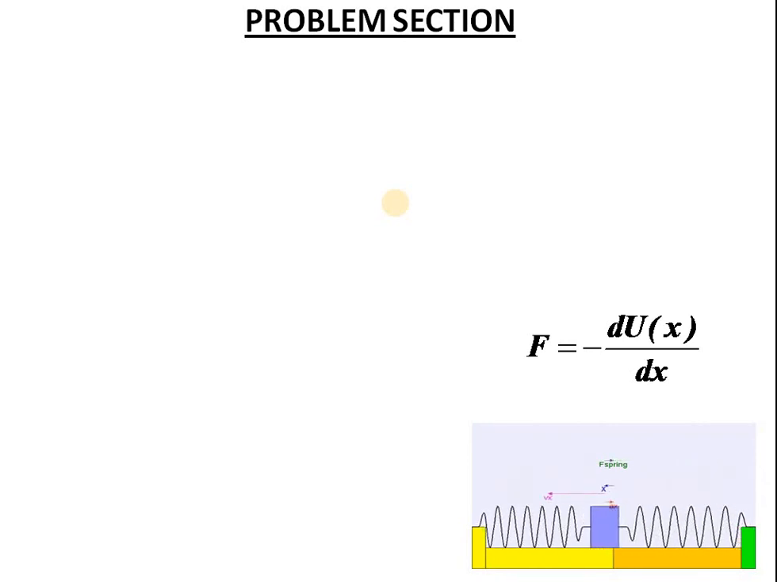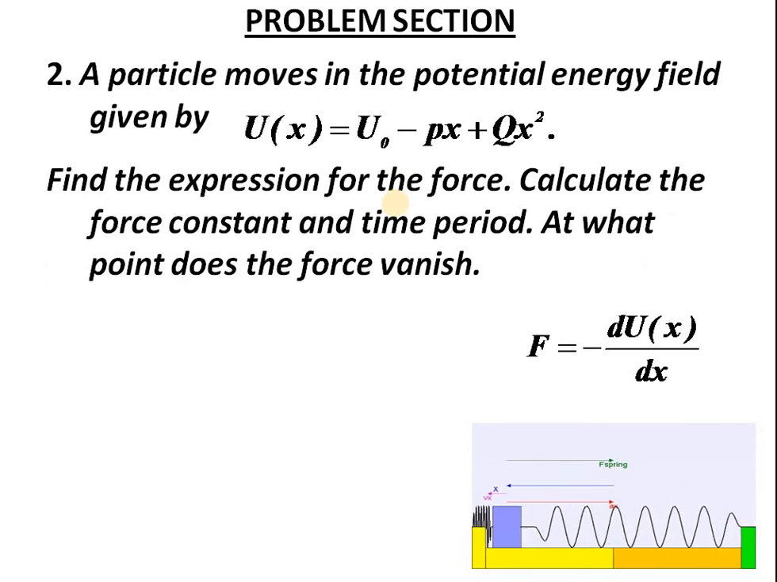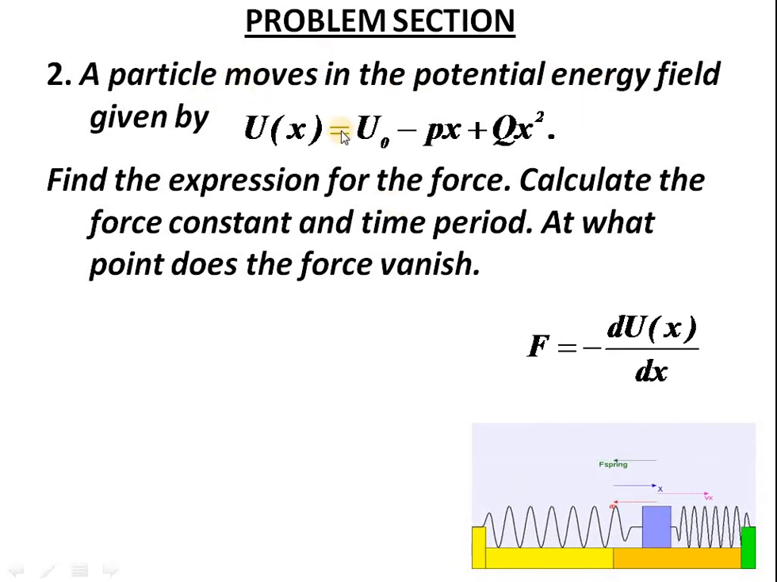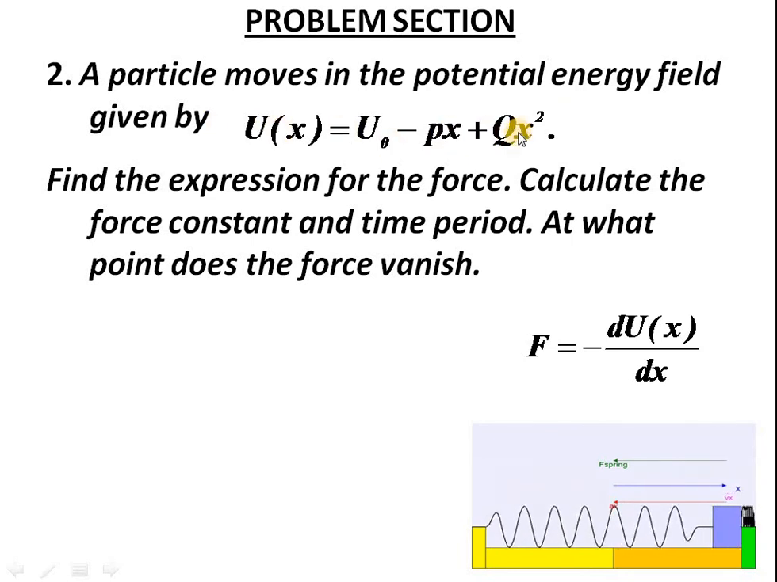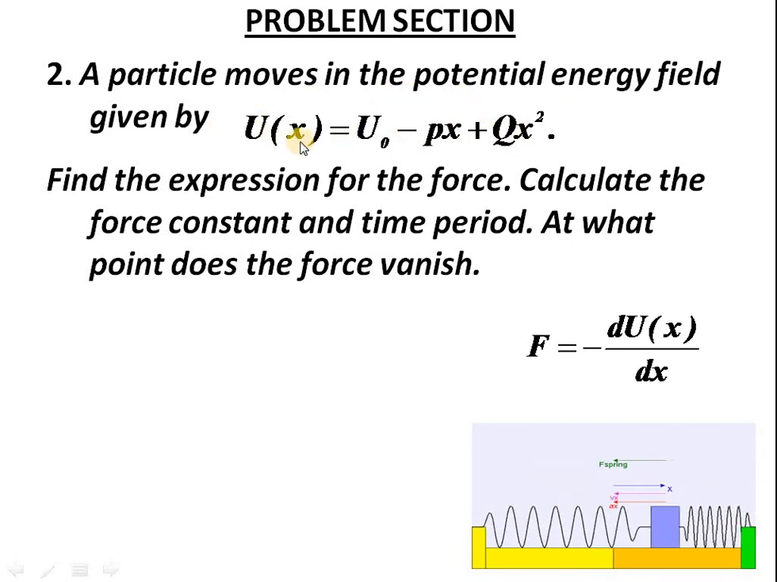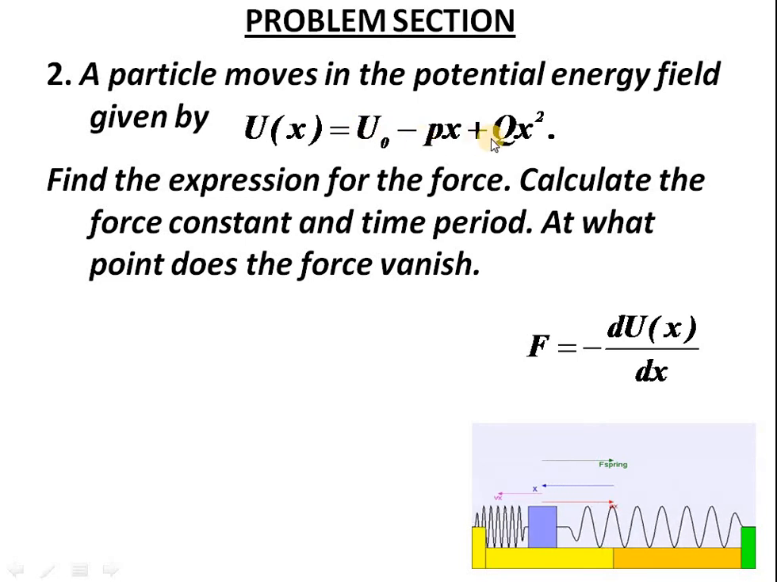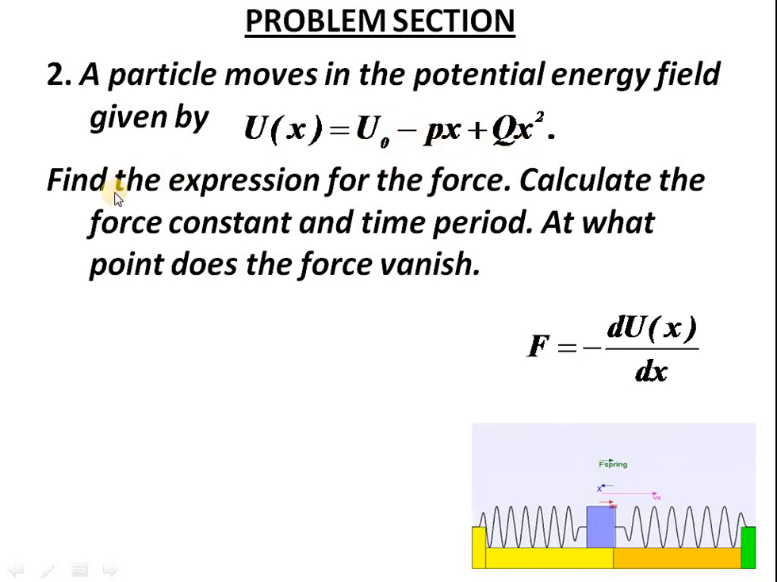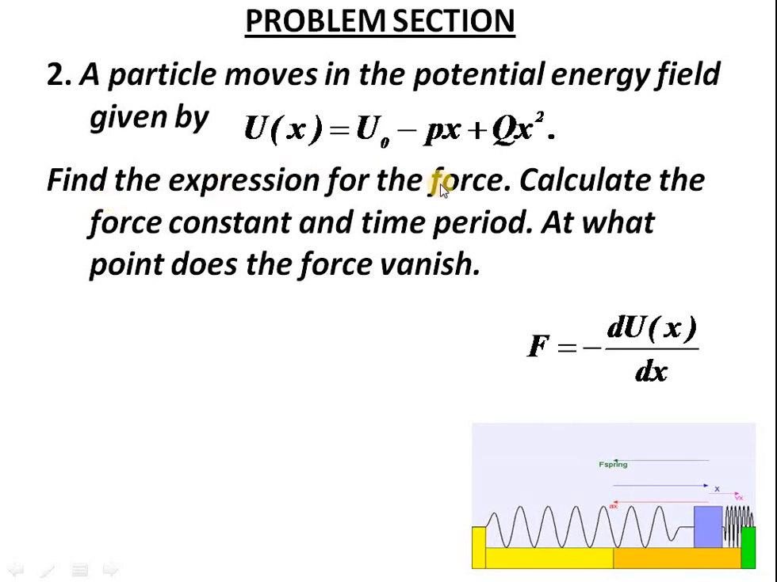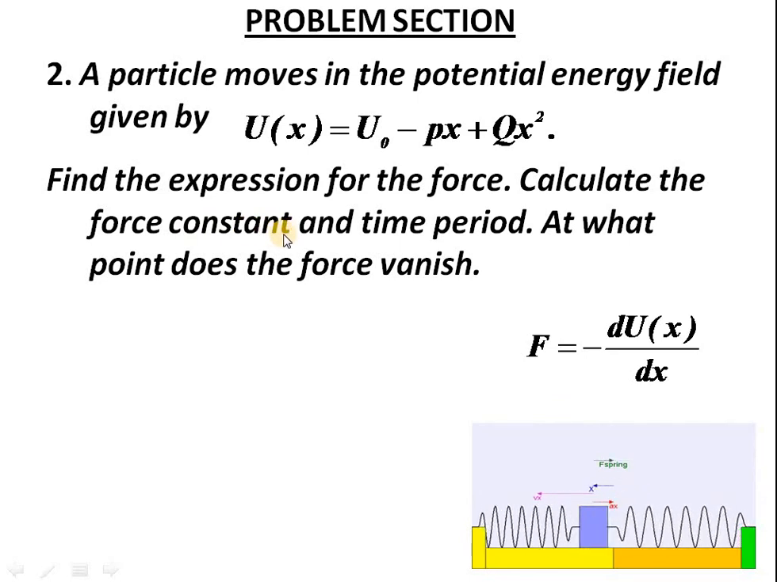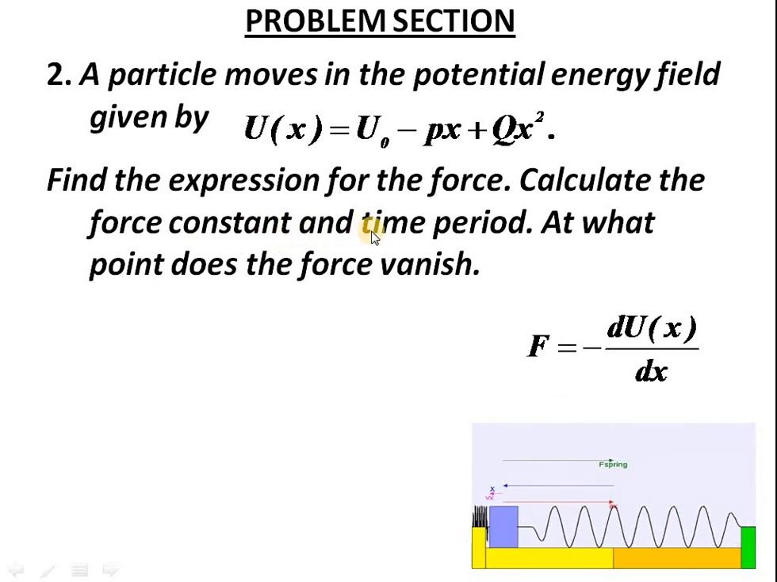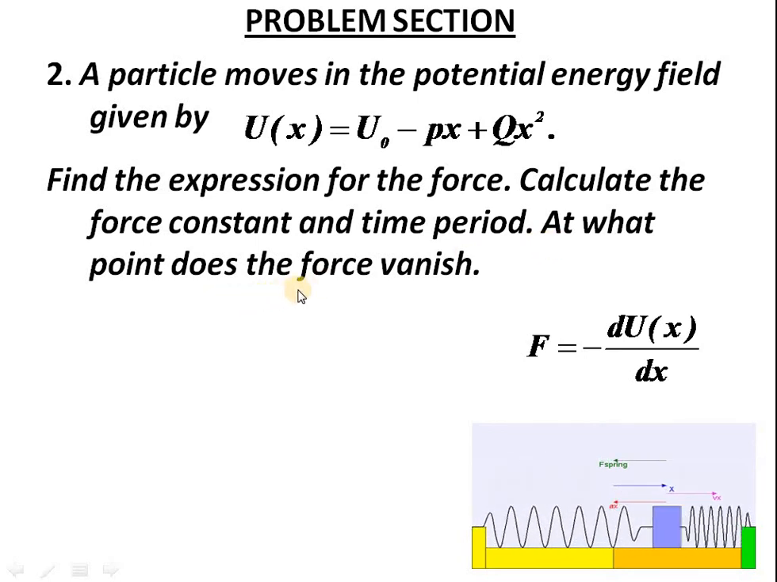And here is the second problem. Again, very good problem. A particle moves in the potential energy field given by this expression. You know, potential is a position dependent quantity. It is given as a mathematical equation U0 minus px plus qx square. Find the expression for the force. Calculate the force constant k. K is called a force constant. And the time period. And at what point does the force vanish?